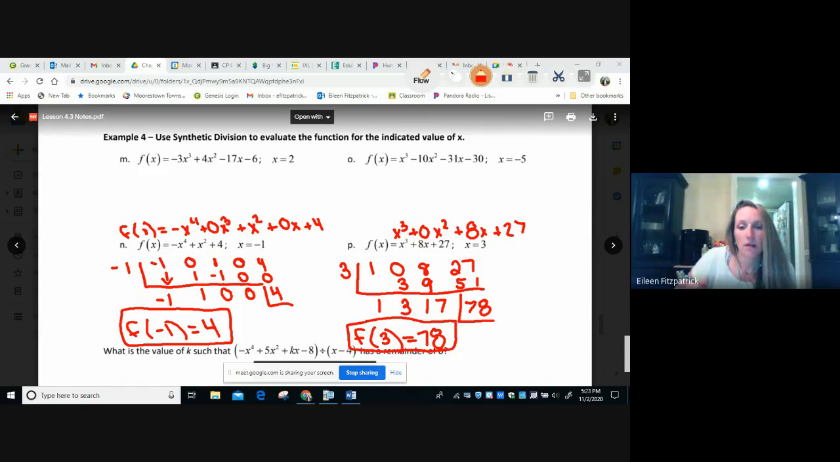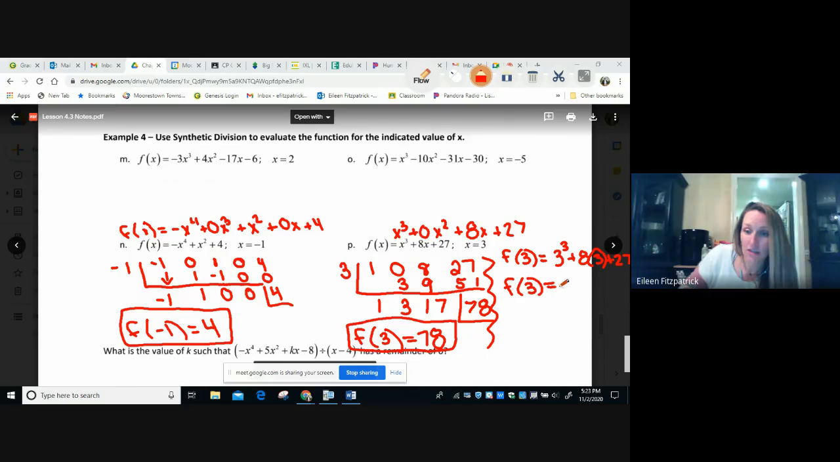Now these problems, I mentioned this in school as well, you can check all of these problems because you could do it the way that you probably would do it prior to learning synthetic division. You could just take the function and substitute 3 in and see what it simplifies to. So you do 3 cubed plus 8 times 3 plus 27. And when you clean that up, following the order of operations, you're going to see that you get 78. So you can double check using substitution.